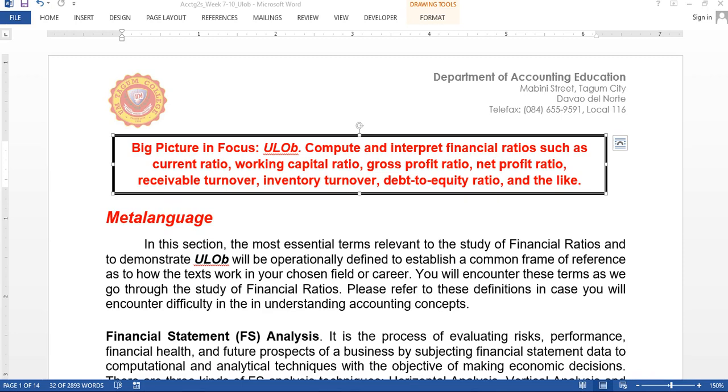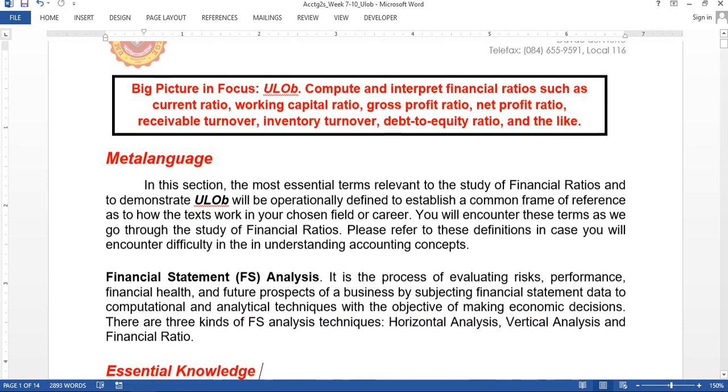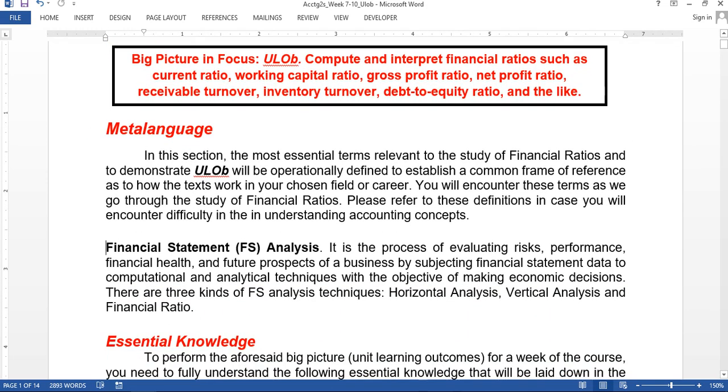So, sa Accounting 2S, we are now in week 7 to 10, and this is ULOB. So, big picture and focus ULOB, compute and interpret financial ratios such as current ratio, working capital ratio, gross profit ratio, net ratio, receivable turnover, inventory turnover, debt to equity ratio, and the like. So, this is in continuation with financial statement analysis.